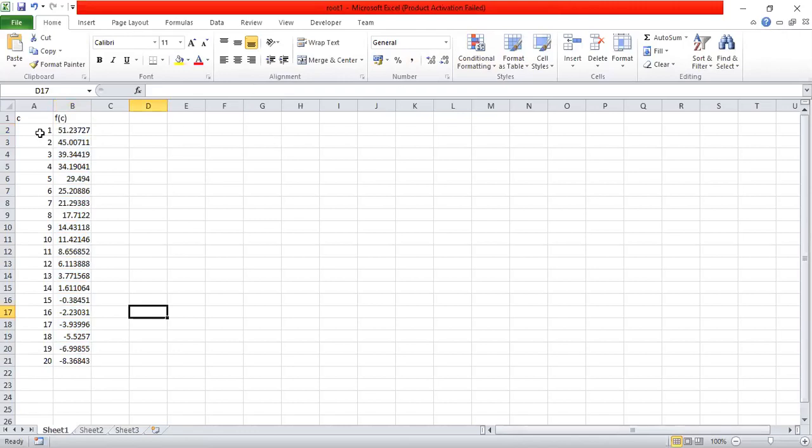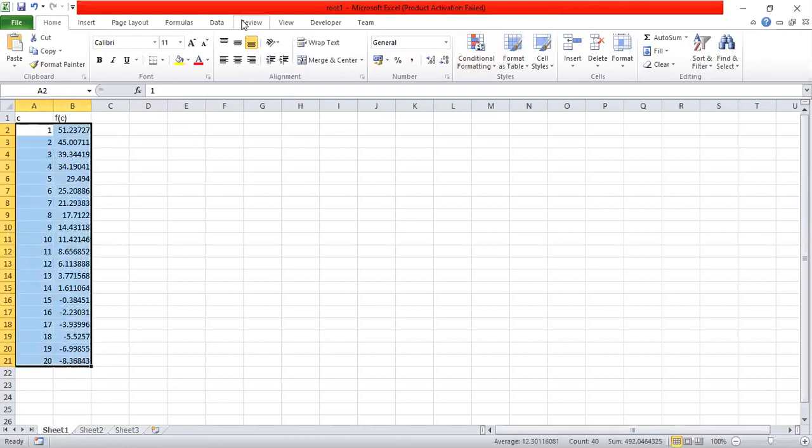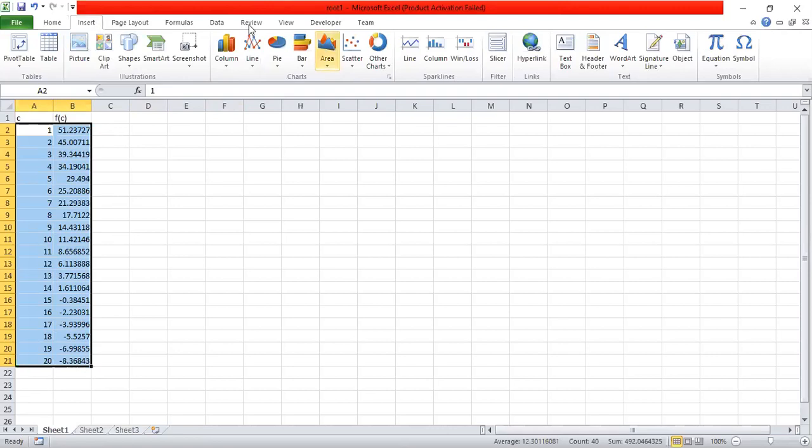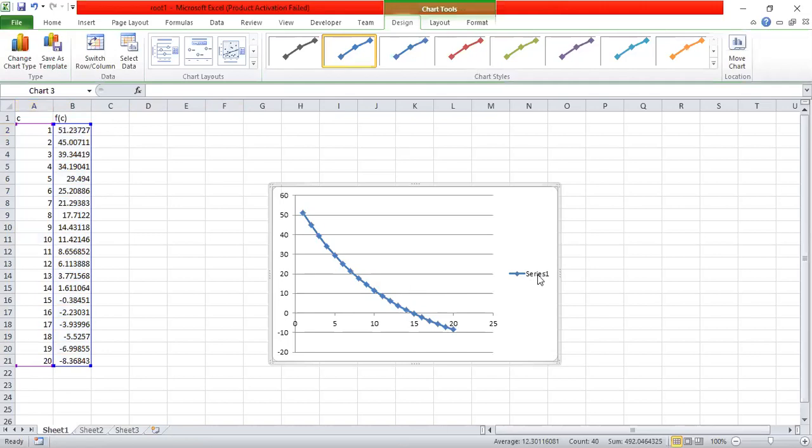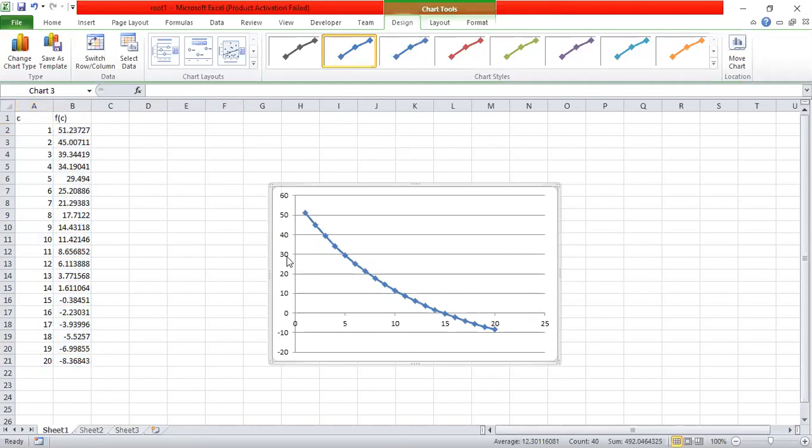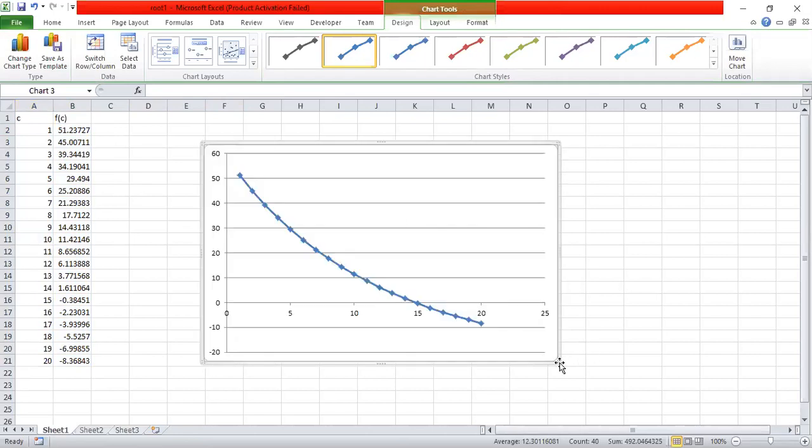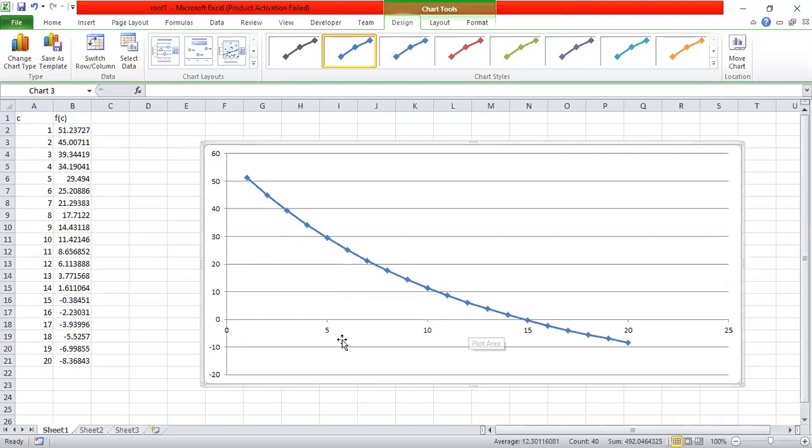Then now I'm going to plot it. Remember, we are using the graphical approach. So I would plot it now, and when I plotted this function, this is the function at different values of C. The x-axis is the C, while the y-axis is the value of the function here.